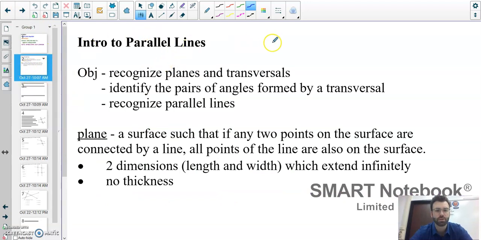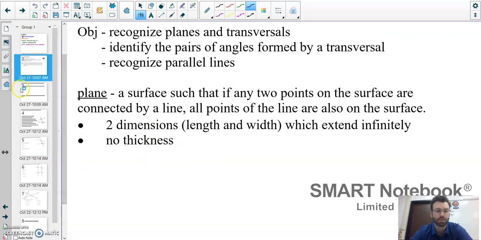All right. So, intro to parallel lines. Remember, we've talked about lines before. What I want you to be able to do is recognize planes and transversals, identify angle pairs formed by a transversal, and recognize parallel lines. So a plane is a surface. We've talked about planes before. It's two dimensions. Think of a piece of paper as a plane.